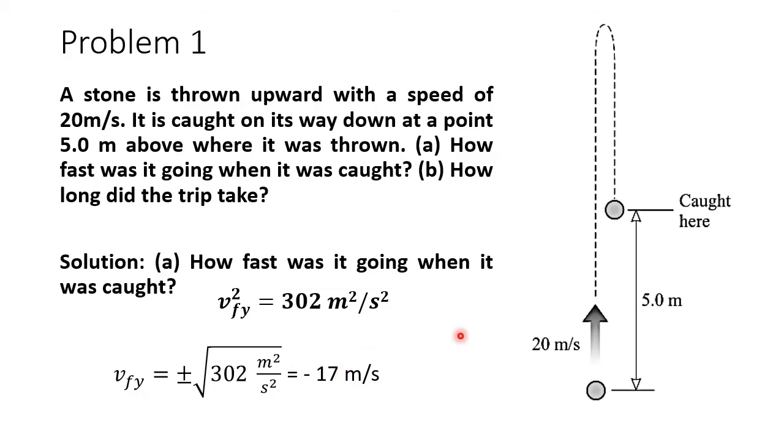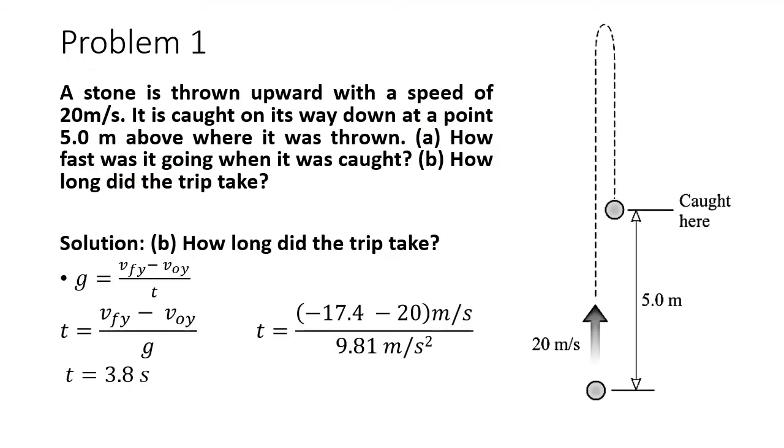All right, why negative? Because it is moving in the opposite direction now. It's going back from the zero velocity at the top, so it's going back to Earth. Because this is a vector quantity and we are careful about the direction, we consider the negative 17 meters per second. So that's the answer to letter A. Now let's proceed to letter B. How long did the trip take?